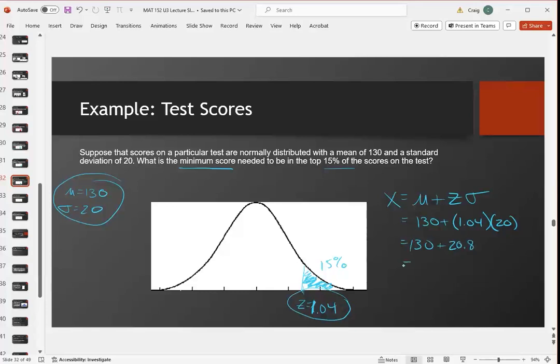20.8. You would have to score on the test a 150.8 to be in the top 15% of the scores on the test. A couple more like this.